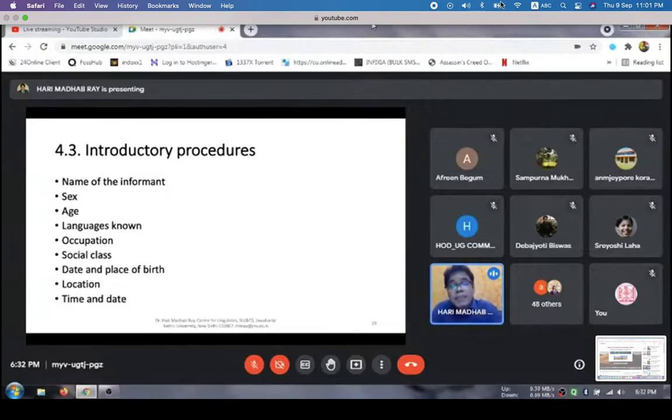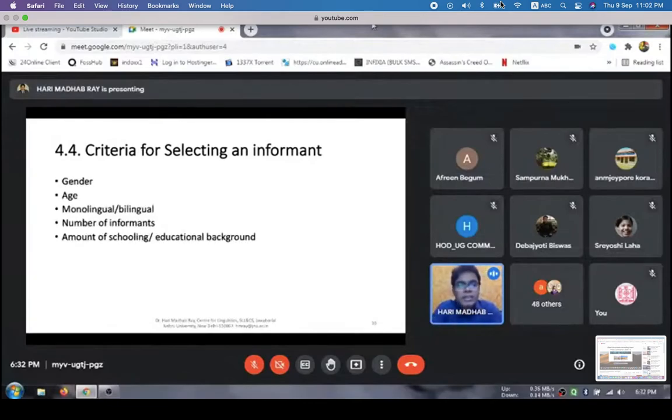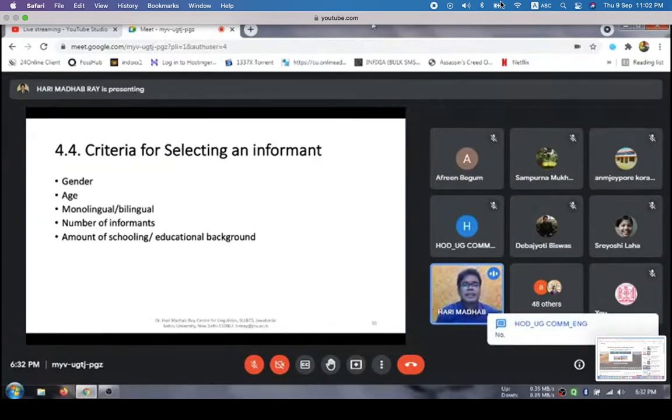The location, time, and date. So these are the things. Please remember, and in your register mention all these things. Introductory procedures to keep in mind as well. And as already told you, gender, age, and also whether the informant is monolingual or bilingual, and number of informants. The number of informants depends on how many informants you are going to collect data from.